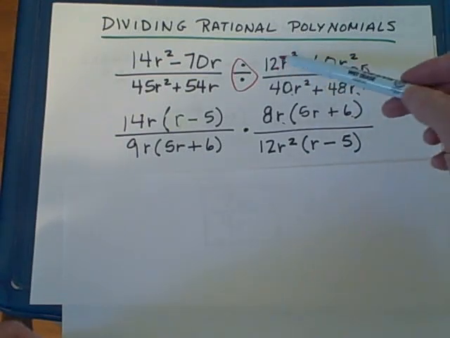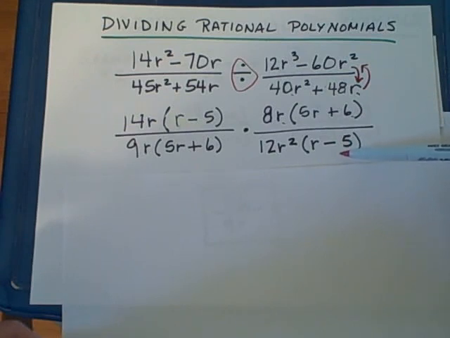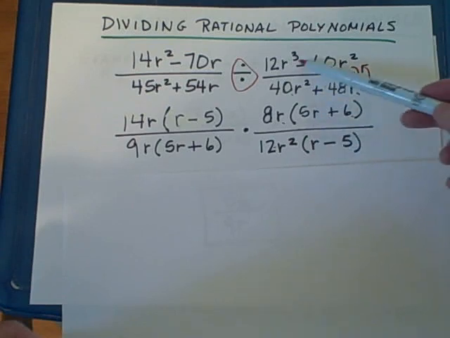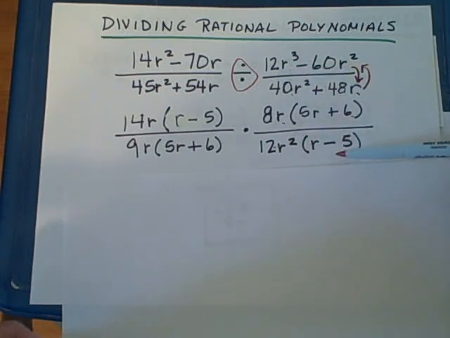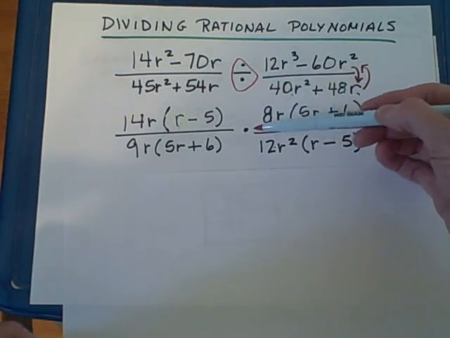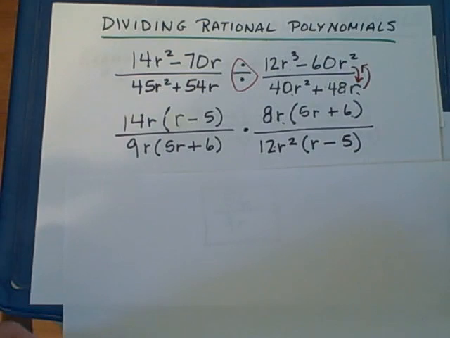Now I'm going to factor this and move it to my denominator. I took 12r squared out of this expression, leaving me with an r, because 12r squared times r gives me 12r cubed, and 5. 12r squared times negative 5 gives me negative 60r squared. The nice thing here is it's all nice and factored. We do the exact same thing we did in multiplying rational polynomials, because when we divide, it's the same as multiplying by the reciprocal.